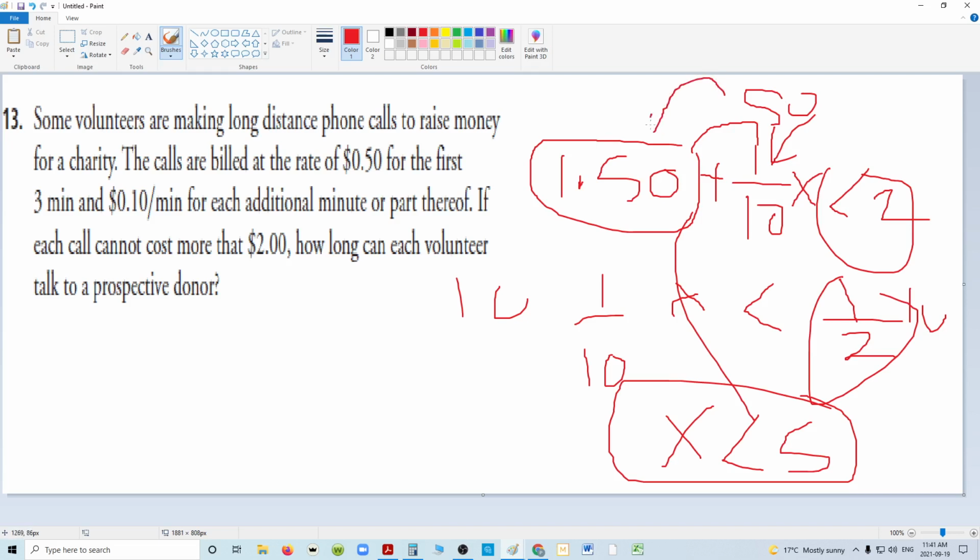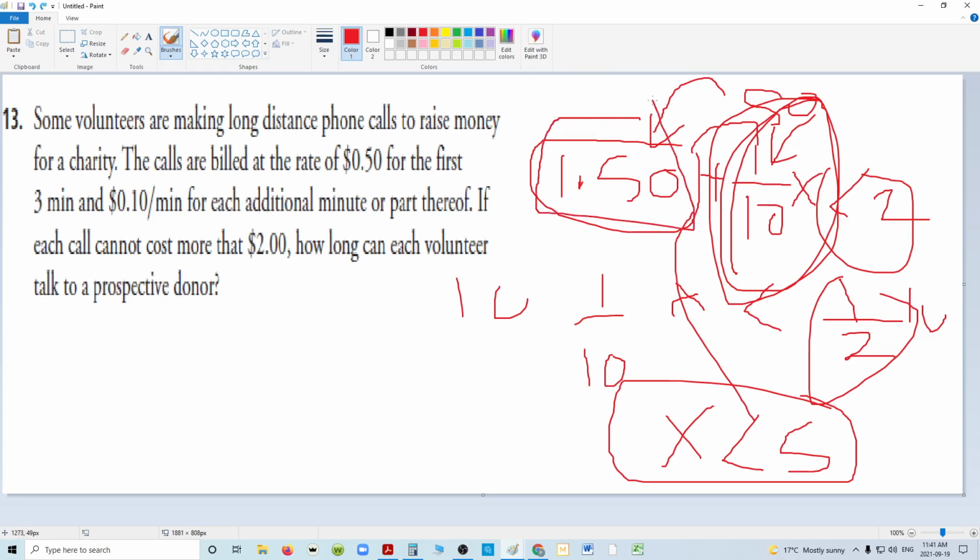When I'm adding 50 cents to $1.50, I hit $2. So I cannot go over 5 minutes here after the first 3 minutes, right? So you've got to remember that we've already accounted for 3 minutes here. So there's 3 minutes here, and then we get 5 more minutes of x. So that means the total minutes must be smaller than 8.